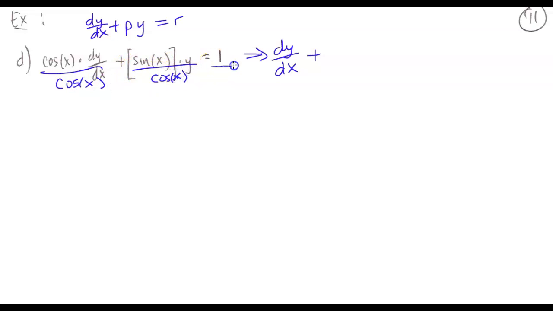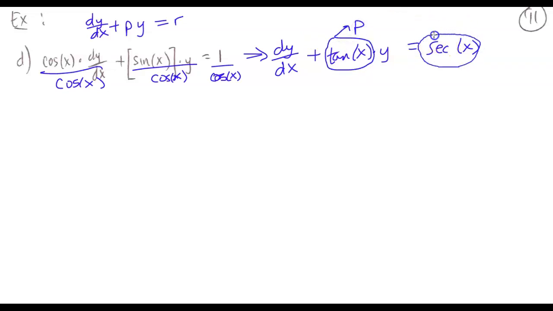Yep, so that way everyone will kind of know what I'm doing here. So if we do that, we'll have dy over dx for the first term, tangent of x times y for the second term, and secant of x for the term on the right side. And so from that, we see that our tangent here would be what the p is. Our secant x would be what r is. So this is first order linear.